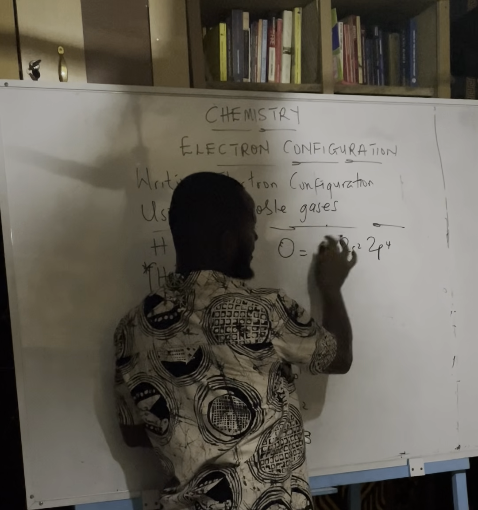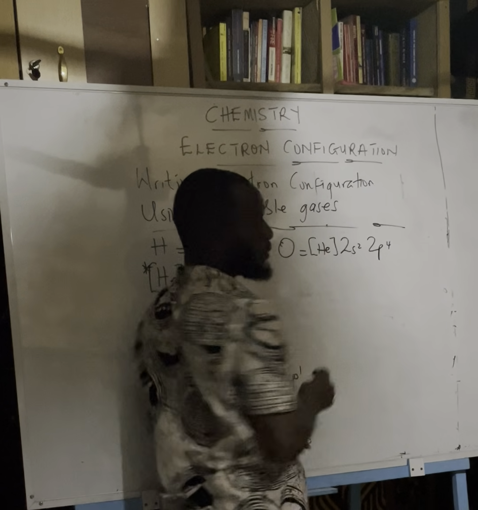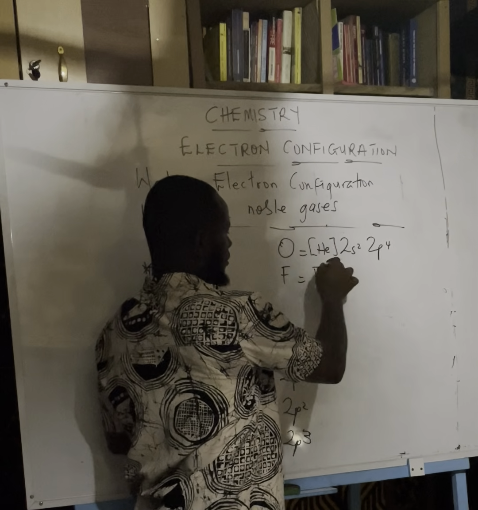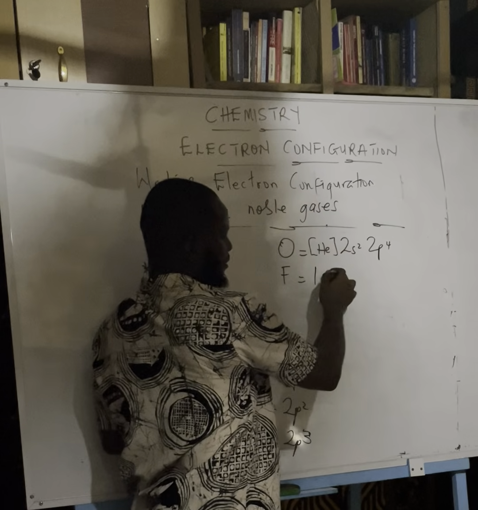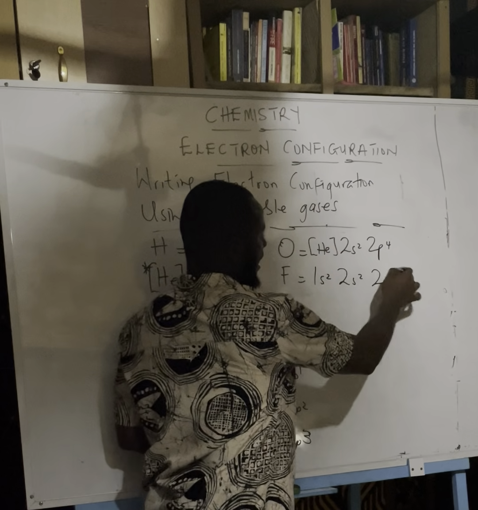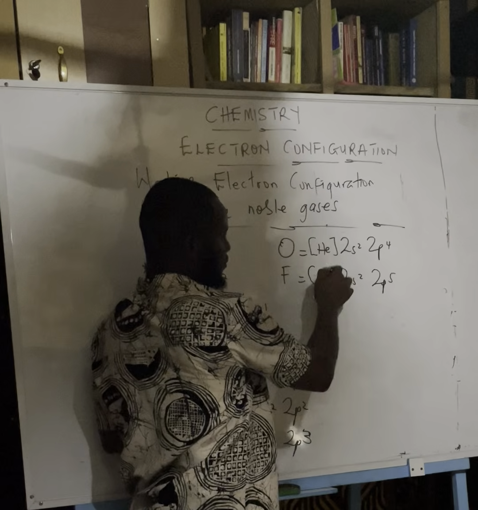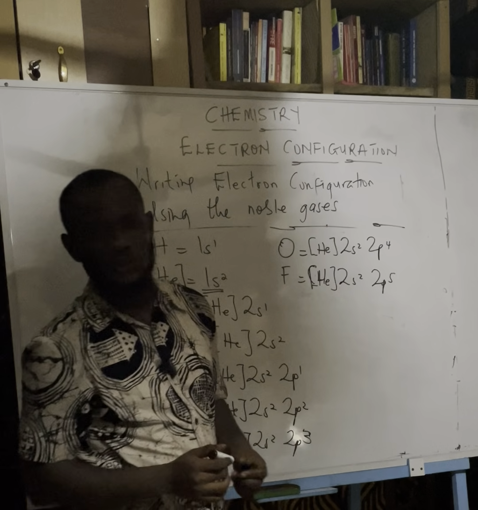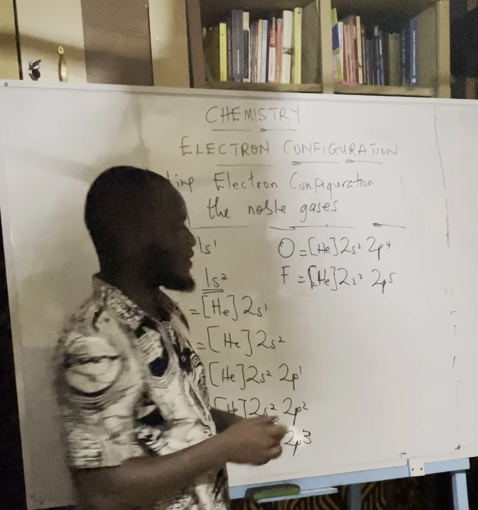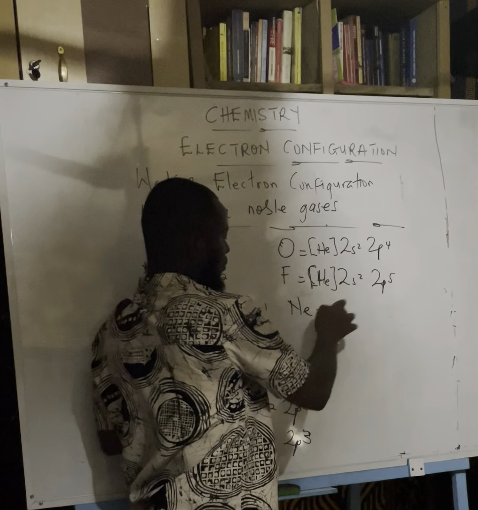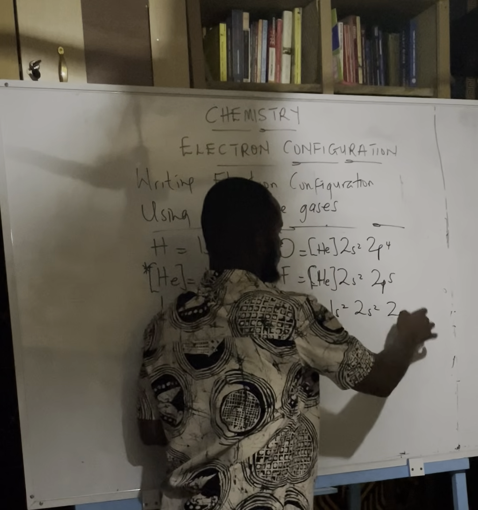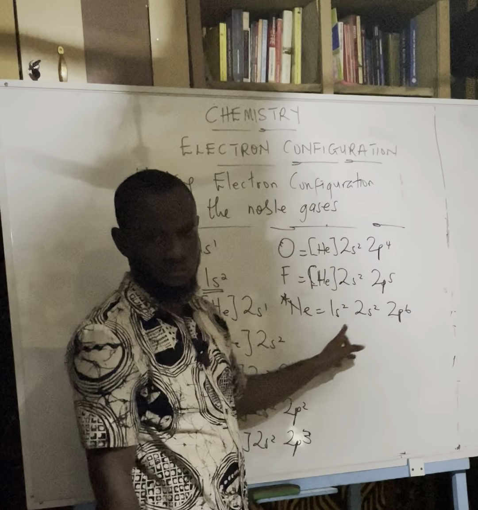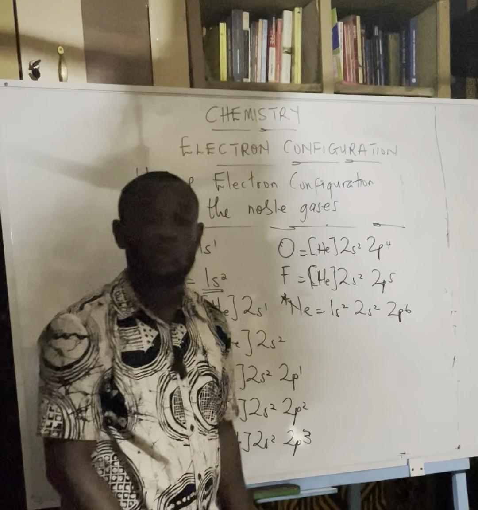So that means the electron configuration of helium plus 2s2 2p4. Then fluorine, the electron configuration is 1s2, 2s2 2p5. So this means the electron configuration of helium plus 2s2 2p5. Now we come to neon, 1s2, 2s2 2p6. Now when we come to neon, we will not change this. Why? Because neon also is a noble gas.